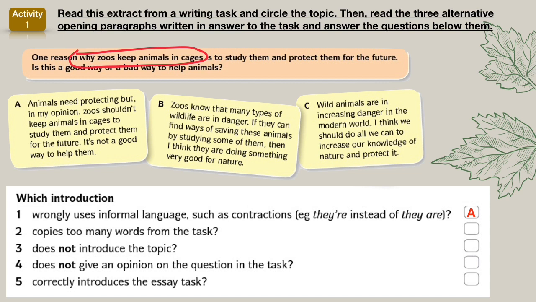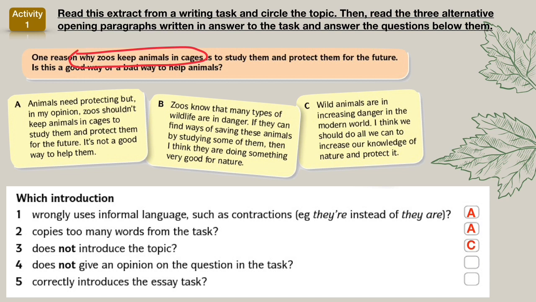Number 2, which introduction copies too many words from the task? The answer is A. Number 3, which introduction does not introduce the topic? Which one do you think? Is it A, B, or C? Exactly. We can see clearly that the answer is C, because if you read the paragraph, you can see that it does not relate to why zoos keep animals in cages, but it talks about a different thing. So it is way off track.